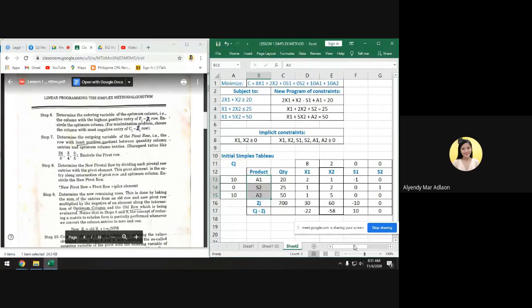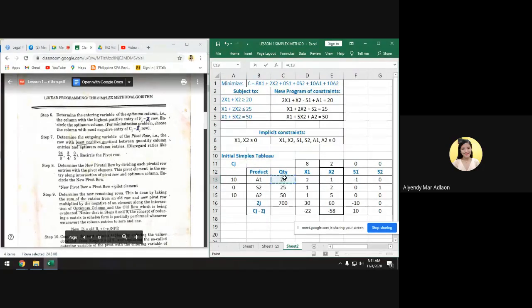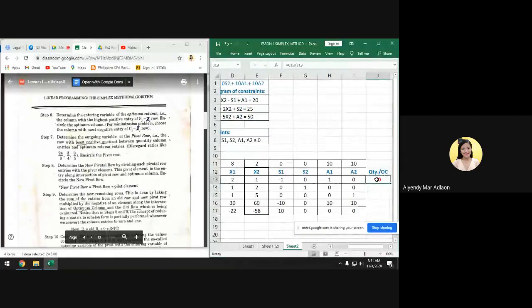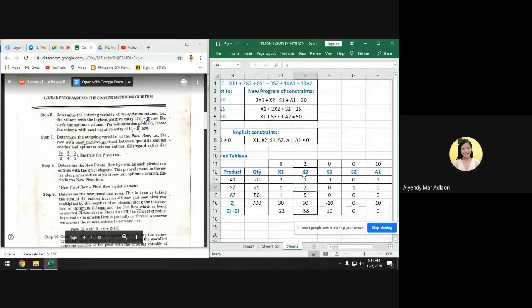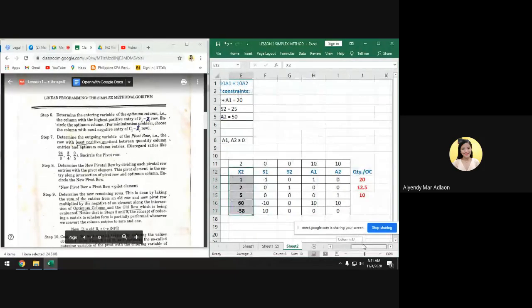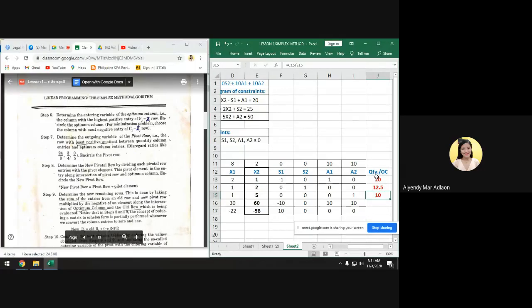Okay, how do we compute for the pivot row? That would be the quantity divided by the optimum column. So, may quantity dire kaning 20 and then divided by the number in the optimum column. So 20 divided by 1. So we can get 20. Next, you just simply drag. We have 25 divided by 2. Okay, this is 2 there. 25 divided by 2, that is 12.5. And 50 divided by 5, that is 10.